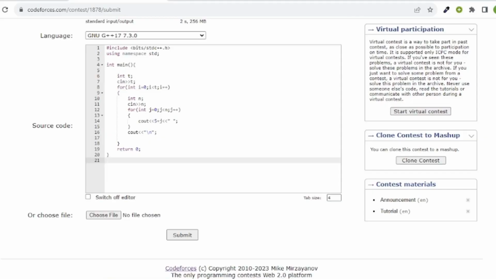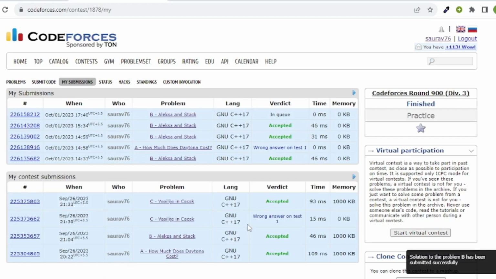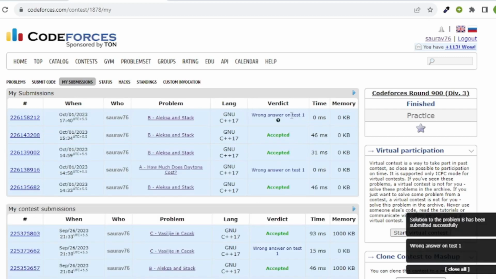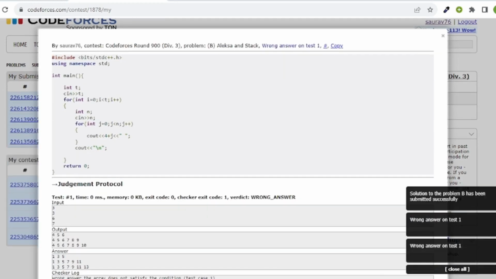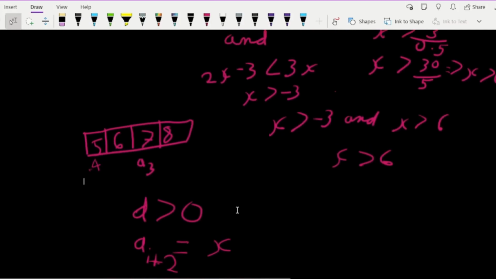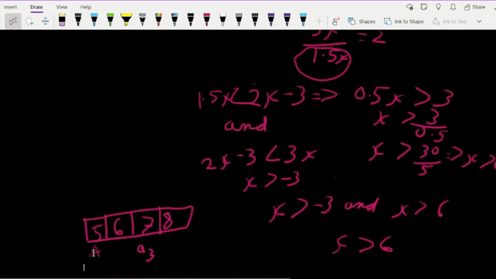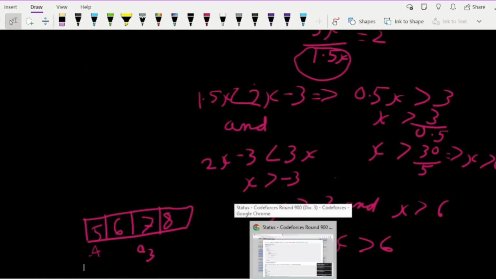So if I start from, for example, 4 and then submit it, then you will see some problem. You can see the wrong answer on test case 1, since we got the condition for d is equal to 1 that we should have started at least with value 5. If we started with 4, we did not get the correct output. So here is the solution for my B problem.